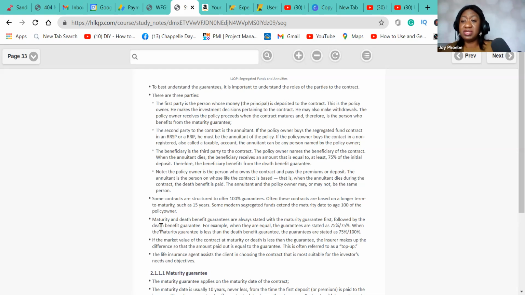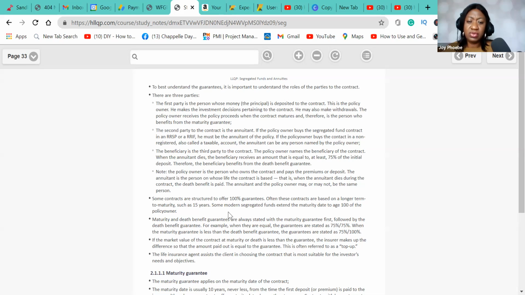And what are the registered plans? The registered plans are like the TFSA, the RRSP, RIF. Those are registered plans, those plans that are registered with the Canada Revenue Agency. And the third party to the contract is the beneficiary, both in registered and unregistered plans. The named beneficiary is the person that will receive the payment or the money upon the passing away of the policy owner. So that is basically it.